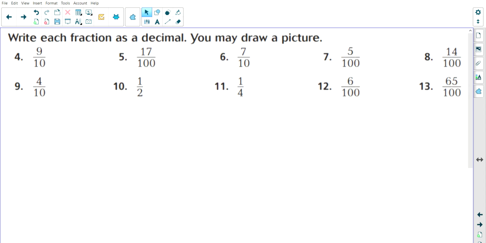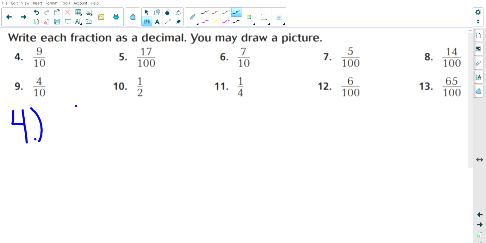Okay, we're going to keep working on that, so it's okay if you're still feeling a little rusty. We're going to continue set A, number 4. Write each fraction as a decimal. You may draw a picture. I'm not going to make you do that today, so no worries. We might draw a couple out together just to make sure we still remember how to do it.